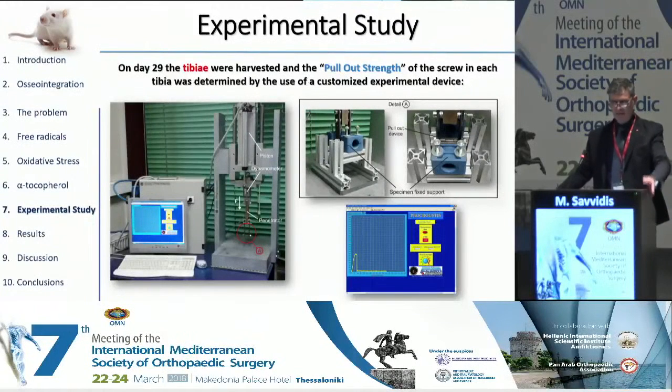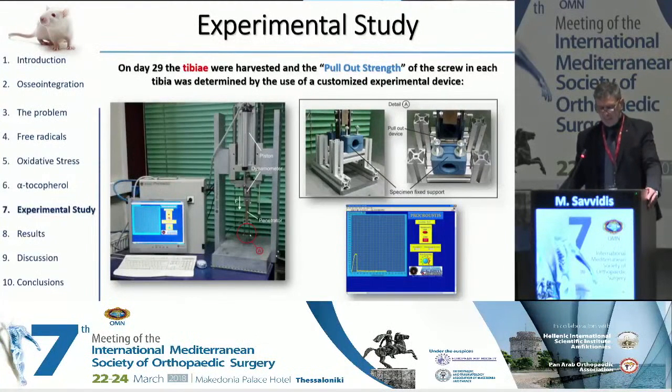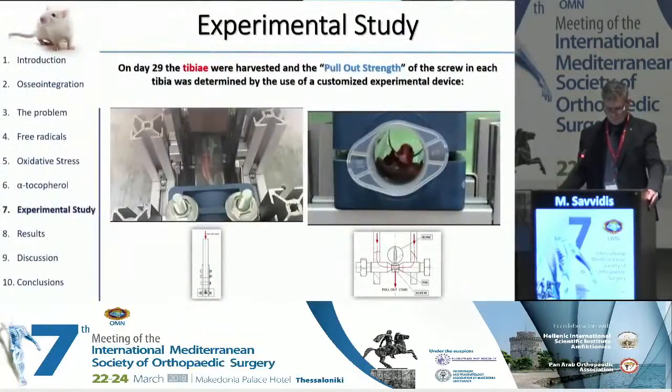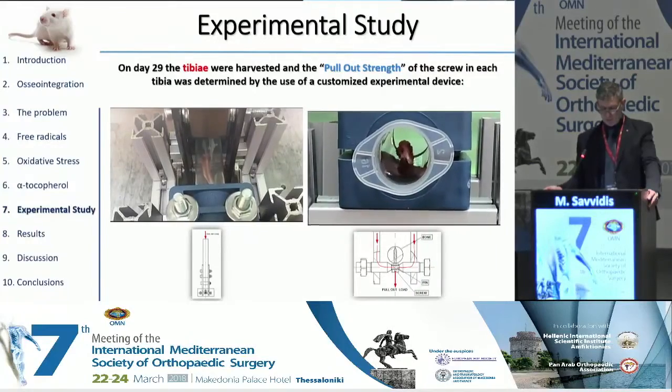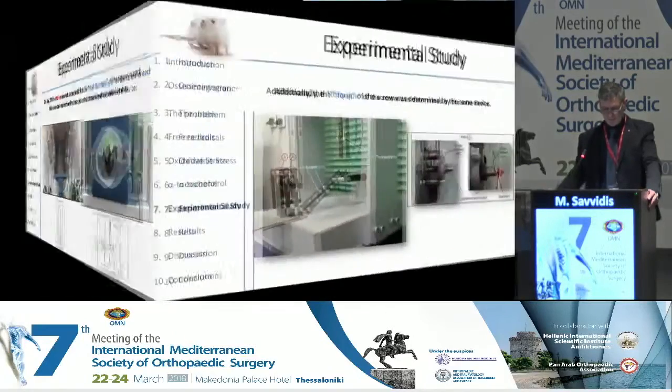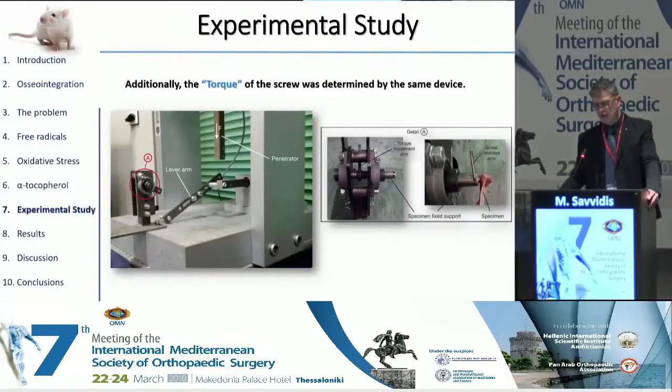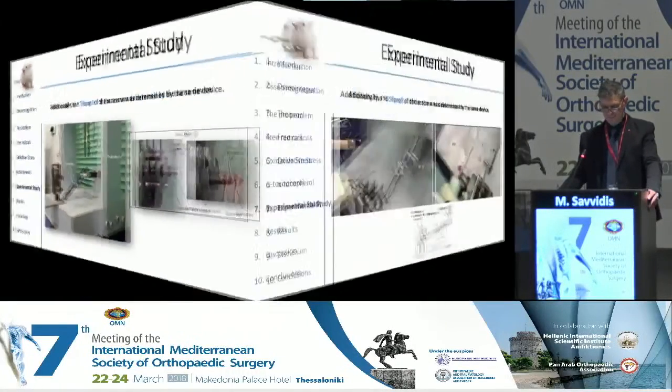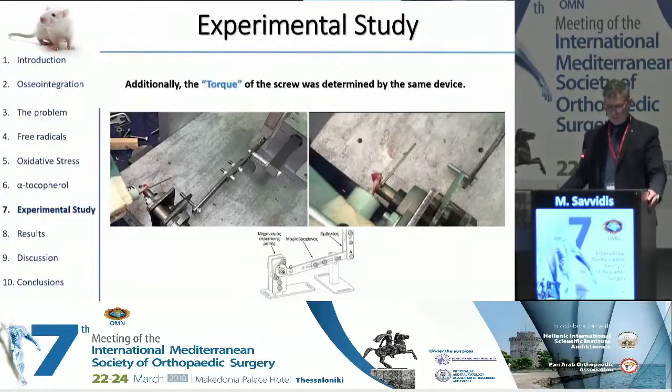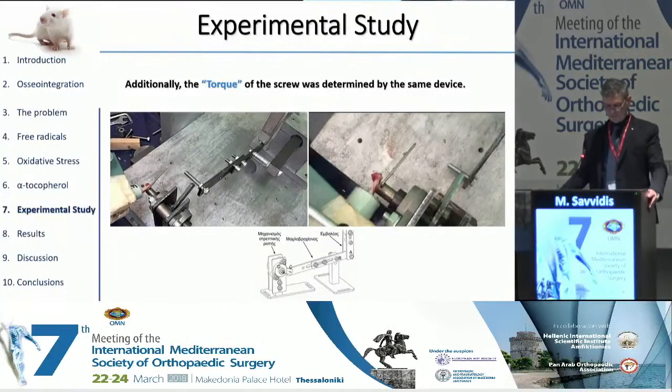After collecting the blood samples, the tibias were tested for the pull-out strength of the screw by the use of a customized experimental device. These are two videos from the experimental device and the procedure of the pull-out test. Also, the torque of the screw was determined by the same device. And these are two videos from the torque test.